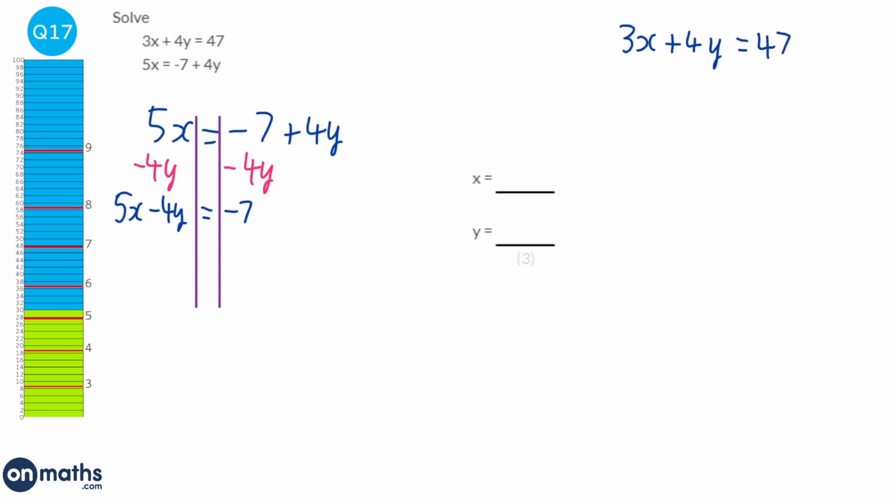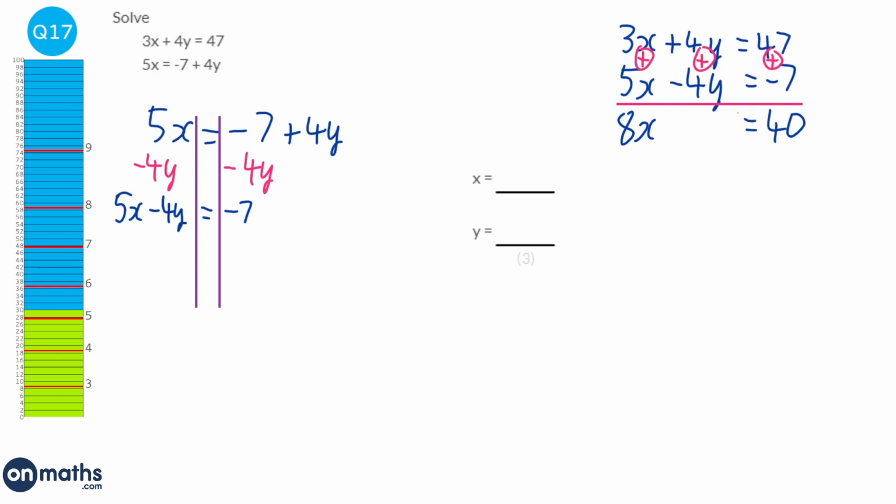Okay, so what we do now is we put both our equations down so we can solve these simultaneously. So 5x minus 4y equals minus 7. And you notice the coefficient of the y is already the same, so we don't need to multiply anything. But the signs are different, and the d in different is the d in add. So we're going to add going downwards. So we're going to add everything. So we're doing 3x plus 5x, which is 8x. 4y plus minus 4y is nothing, which is good, because we want to get rid of that. And 47 take away 7 is 40.